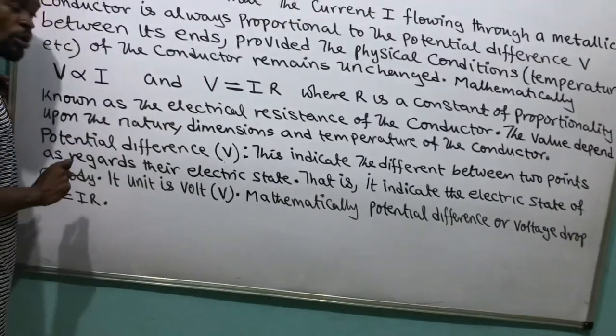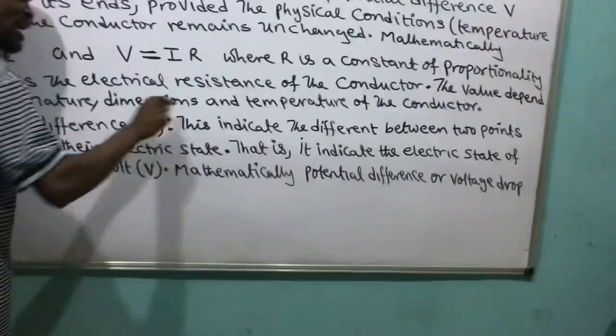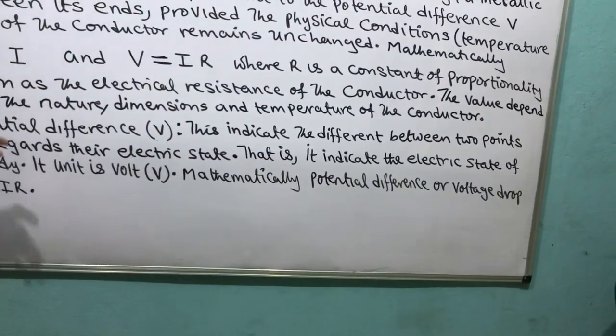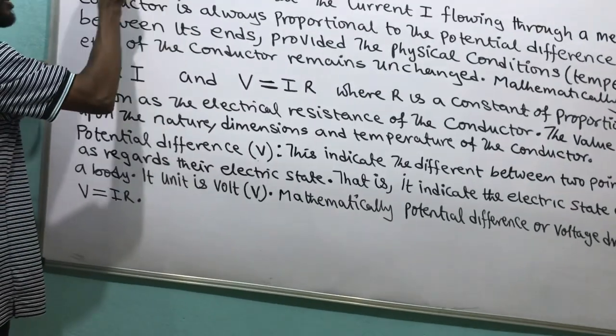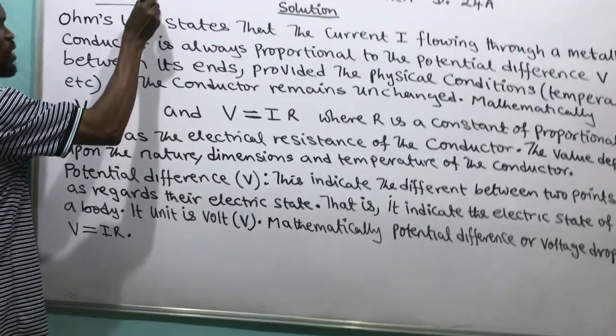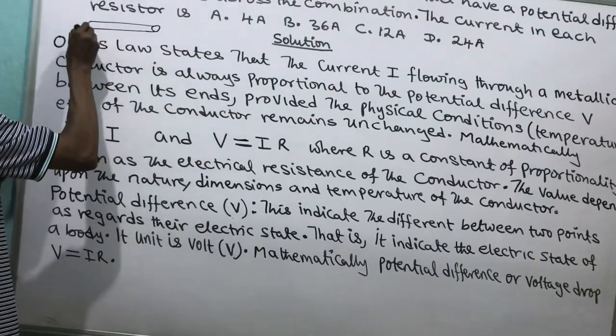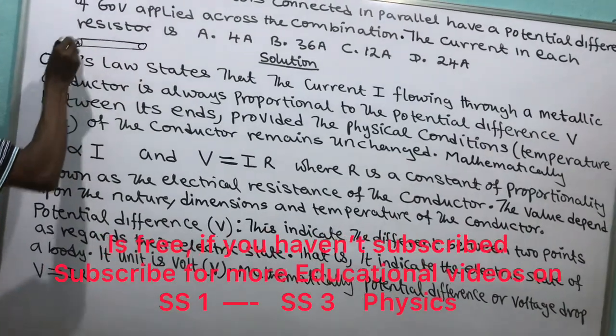Have you seen where the nature comes in? Then we now come to dimension. This resistance depends on the dimension of the conductor. Therefore, if you have a wire that has higher cross-sectional area, you know this is the wire now. If I have this wire like this, then this is what we call the cross-sectional area.